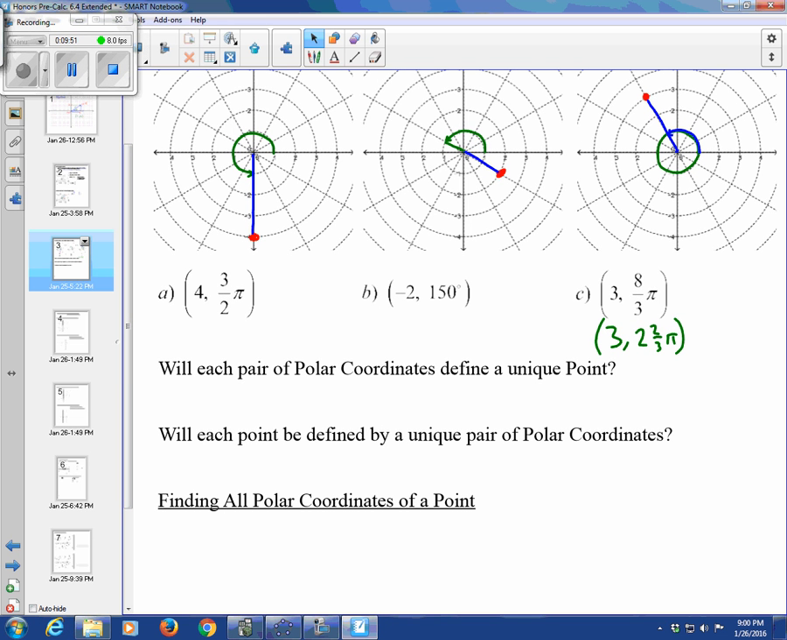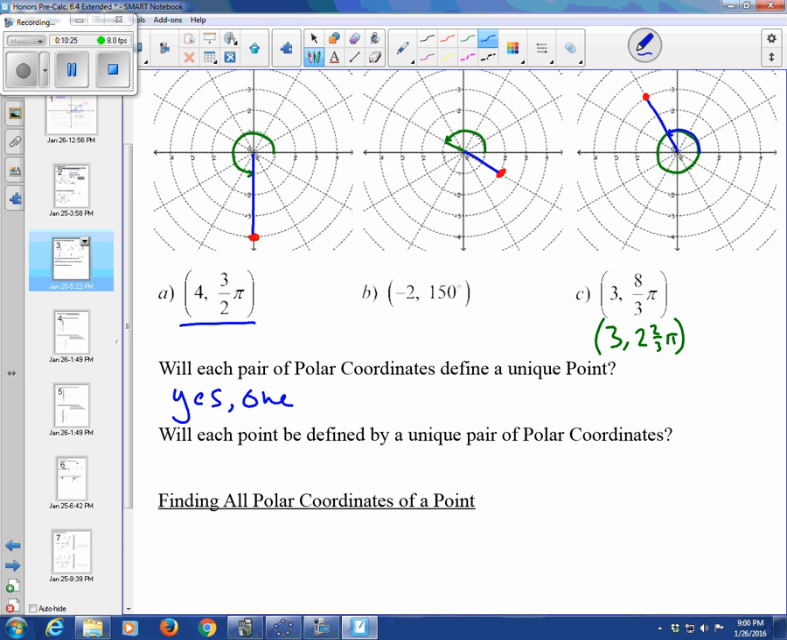All right, so let's answer a couple questions about these points. If we're thinking about points on the polar plane in general, the first question we want to ask ourselves is, will each pair of polar coordinates define a unique point? In other words, when I'm looking at this pair of polar coordinates, is there any way it could define a different point for me? And right here, the answer is, of course, no, it can't define another point. So each pair of polar coordinates will define a unique point, and we can say yes, right?